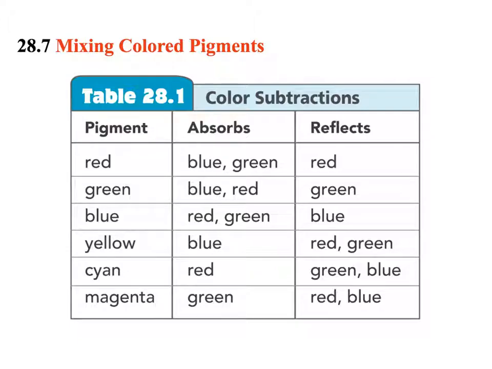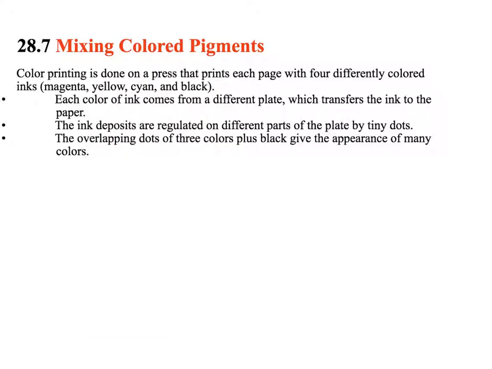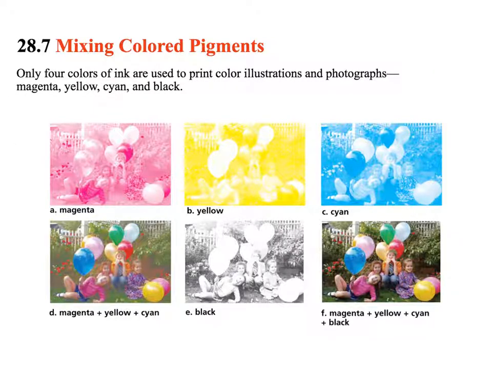Here is a table showing you everything, the pigments, what they absorb, and what they reflect. Color printing is done on a press that prints each page with 4 differently colored inks, magenta, yellow, cyan, and black. Each color of ink comes from a different plate, which transfers the ink to the paper. The ink deposits are regulated on different parts of the plate by tiny dots. The overlapping dots of 3 colors plus black gives the appearance of many colors. Only 4 colors of ink are used to print colors illustrated in photographs: magenta, cyan, yellow, and black.